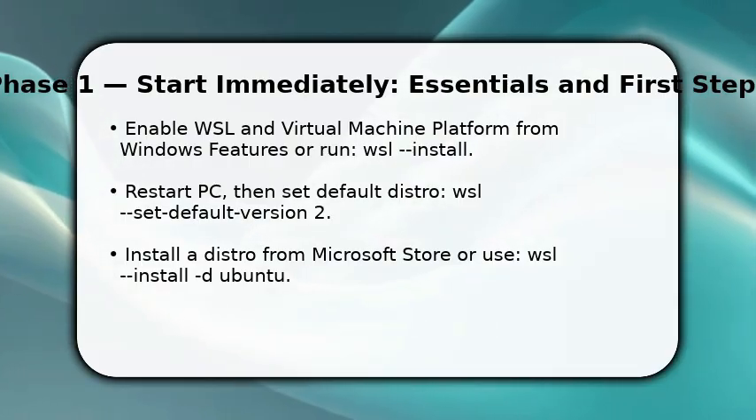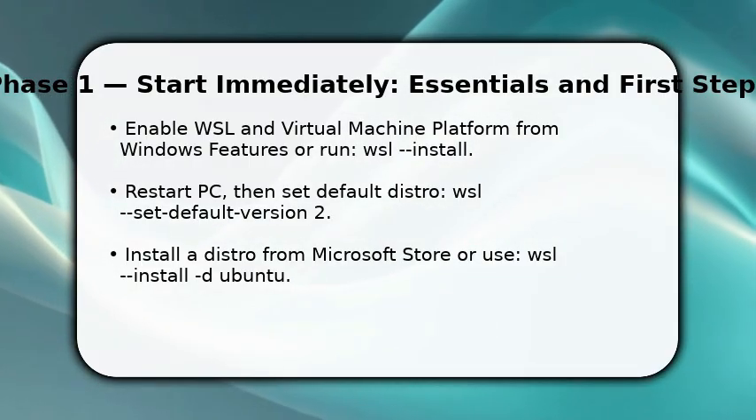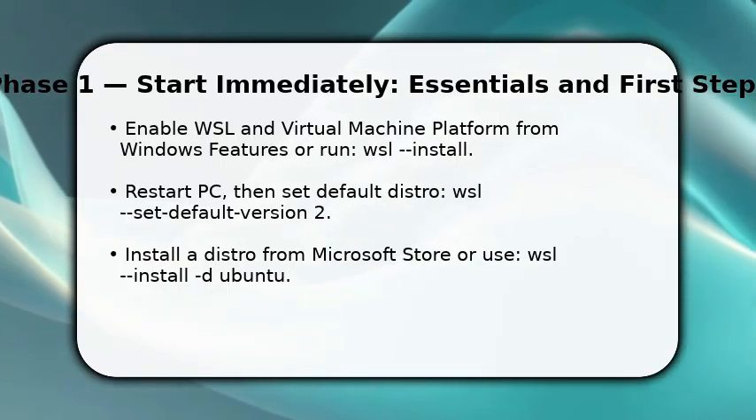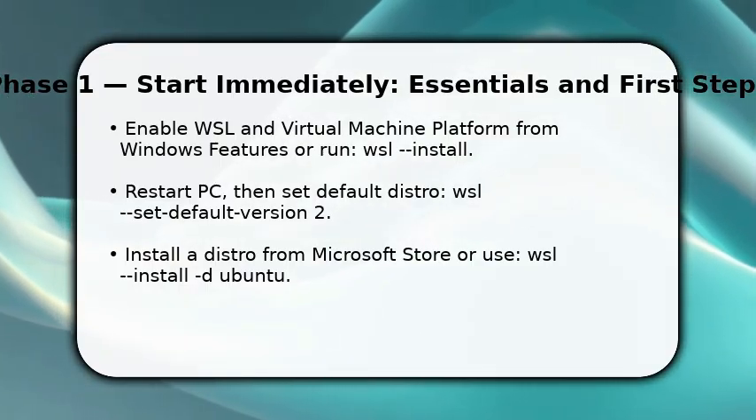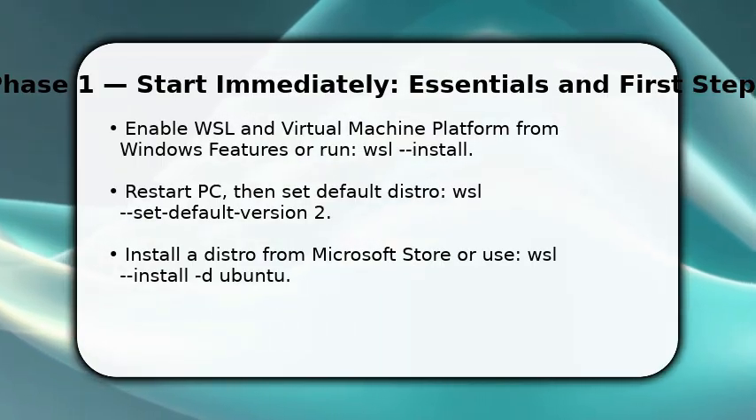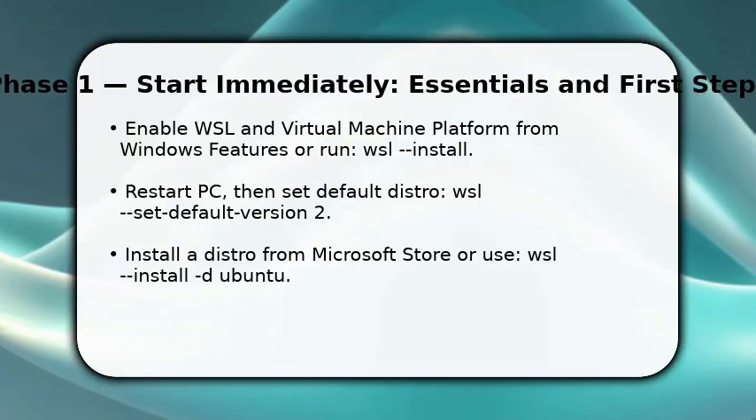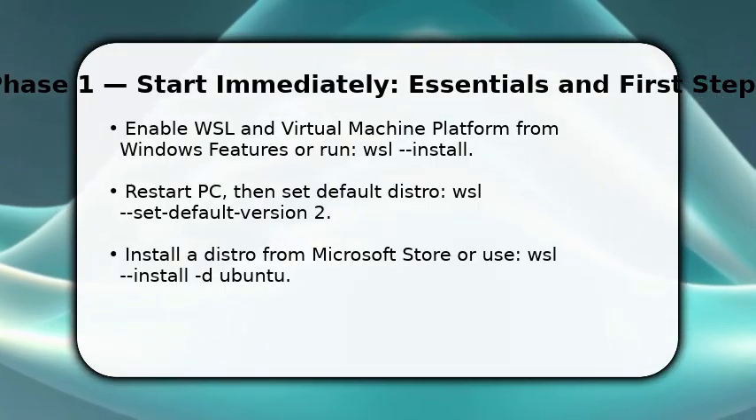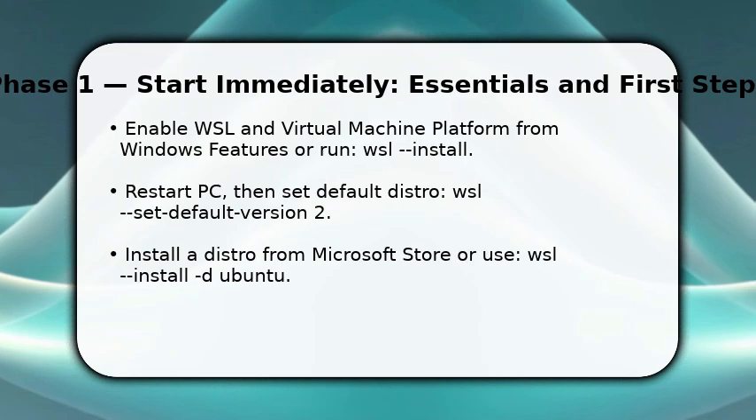Next, set the default to version 2 with wsl --set-default-version 2 because it gives better performance and full system call compatibility. Finally, install a distro like Ubuntu from the store or via wsl --install Ubuntu, so you have a shell to configure and use immediately.